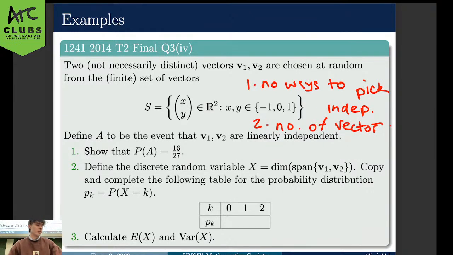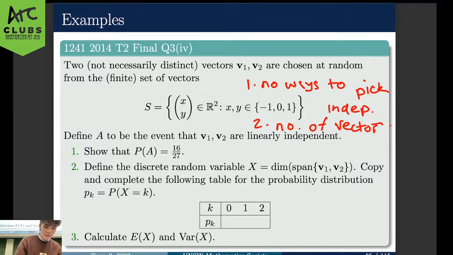Now we want to find the number of ways that we can pick linearly independent vectors. So the most intuitive way of doing this, because there's only 9 vectors in S, it makes sense that we are able to write out every single vector that we can form. It won't take too long.